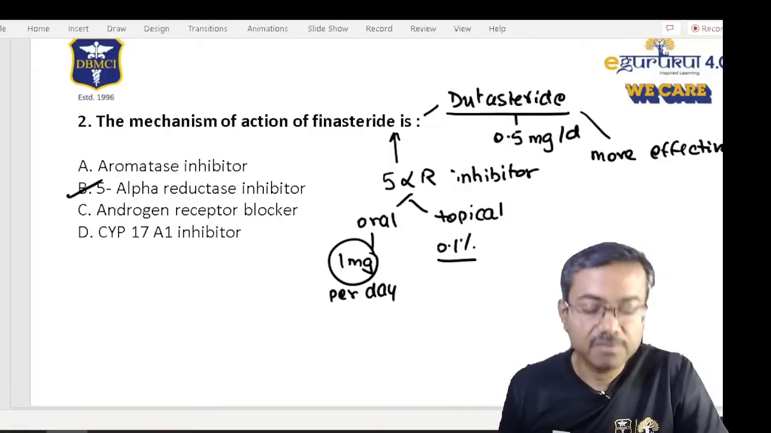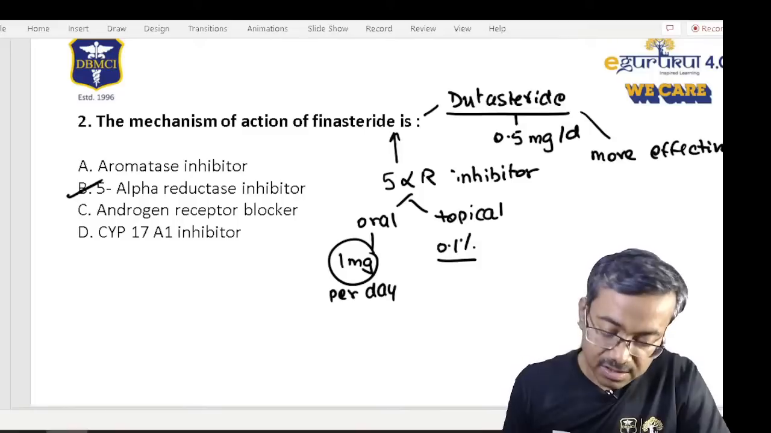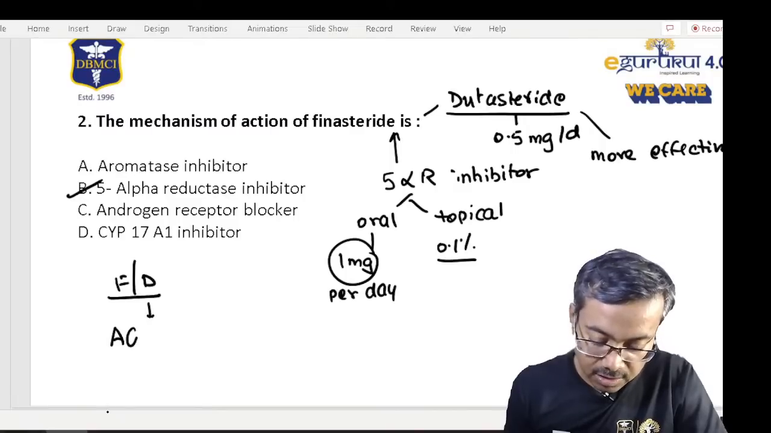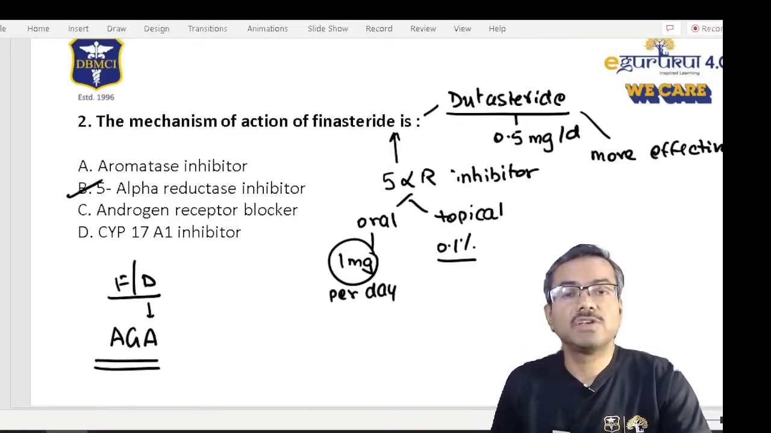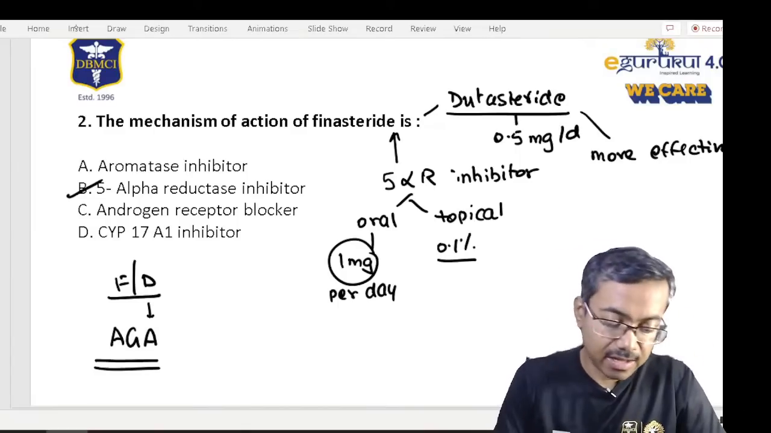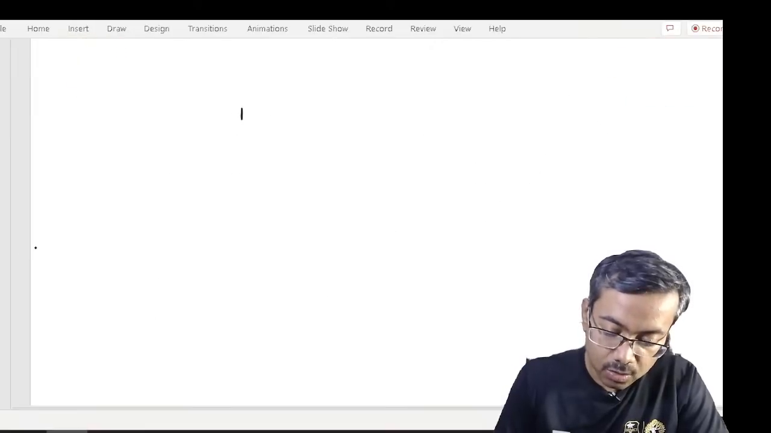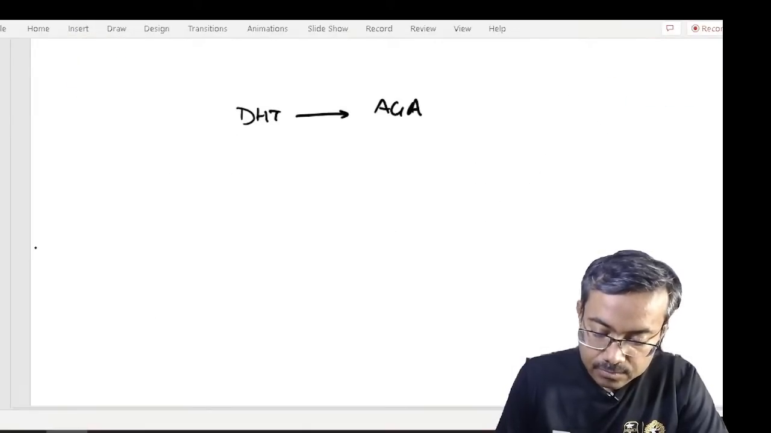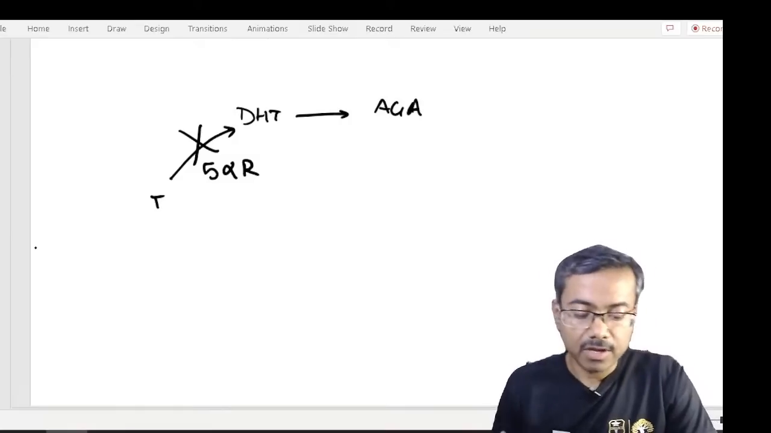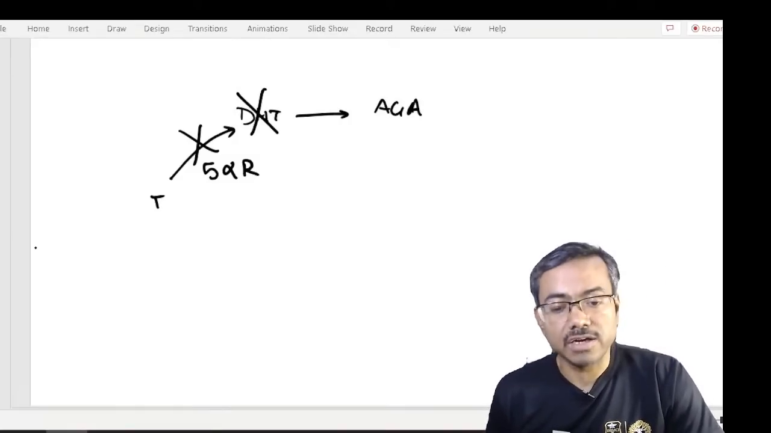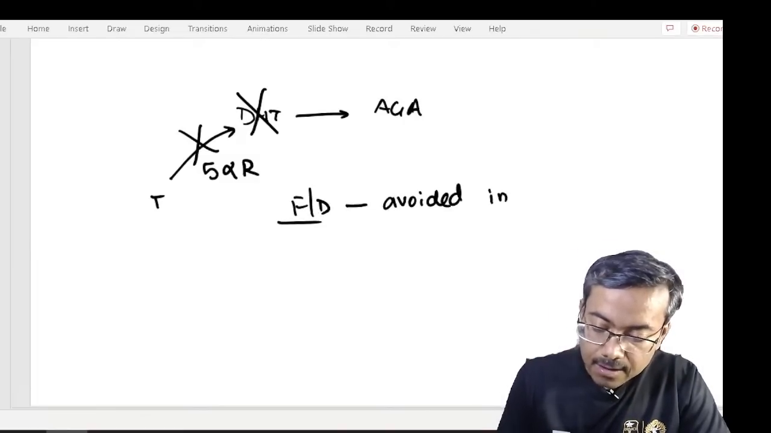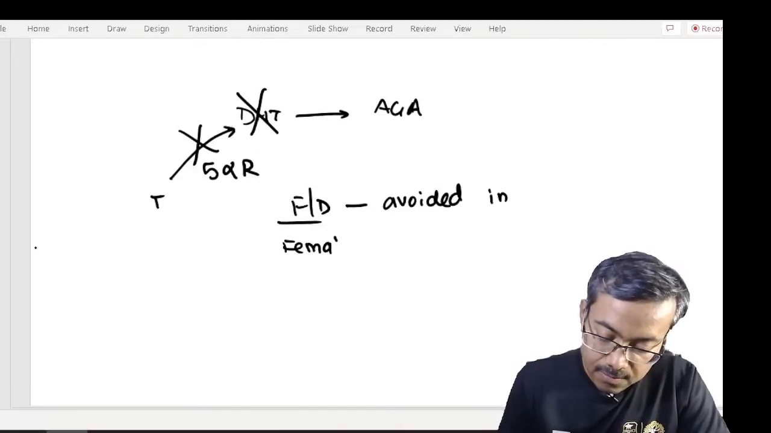So the answer is obviously going to be 5-alpha reductase inhibitor. Finasteride, F and D, F means finasteride, D is dutasteride. Both are used for androgenetic alopecia, AGA. In AGA, we know that DHT causes the AGA. So what we do is testosterone to DHT conversion is going to be stopped. You don't make DHT with finasteride and dutasteride. That is the reason why finasteride and dutasteride are avoided in females wanting to conceive.